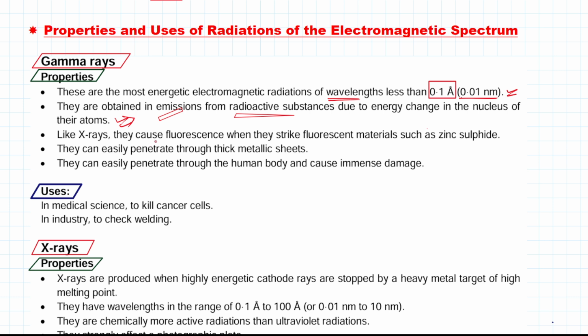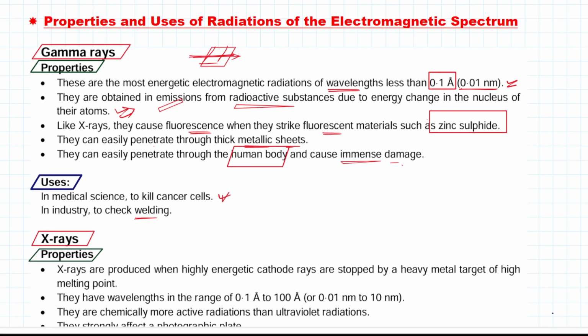Like X-rays, they cause fluorescence when they strike fluorescent material such as zinc sulfide. They can easily penetrate thick metallic sheets, and they can penetrate the human body and cause immense damage also. In medical science, gamma rays are used to kill cancer cells. In industry, we use gamma rays to check welding.